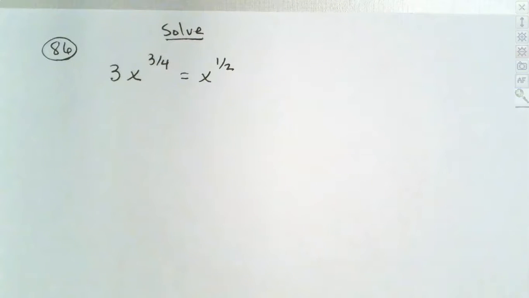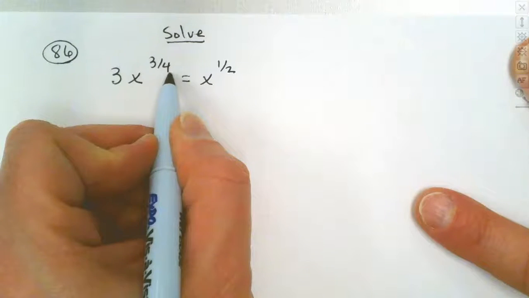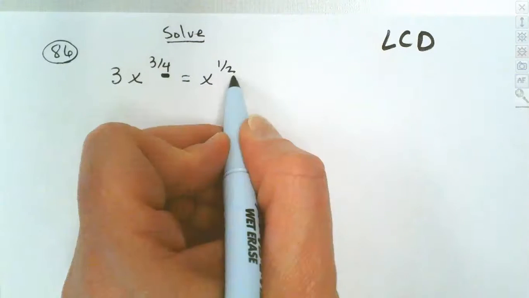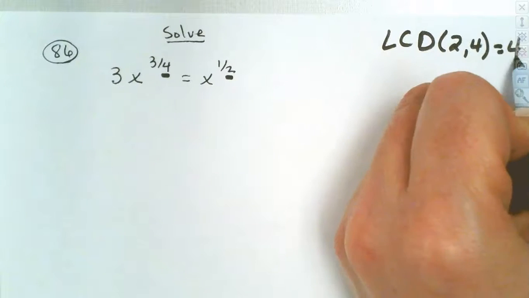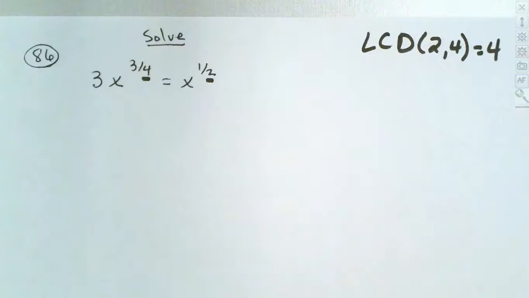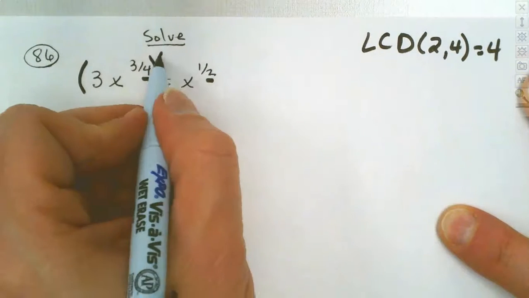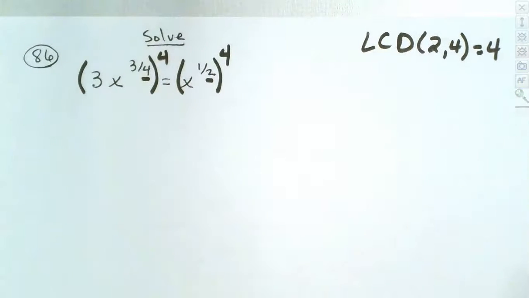We need to clear out our fractions. So just like we did a moment ago, we need to clear them out. Now 3 is not going to break down because 3 is already a prime number. And what do we have for our fractions? Well, if we look at them, we have a 4 and a 2. So the least common denominator of 4 and 2 is going to be a 4, right? Okay, nothing new there. So we're going to have to take both sides to the 4th power. And that's going to clear out all of my fractions.